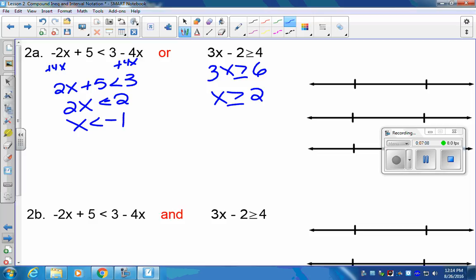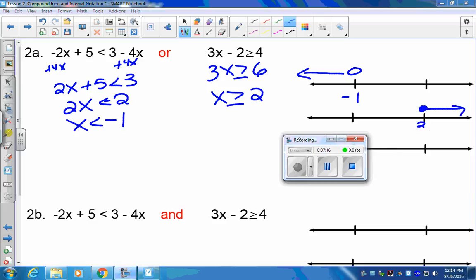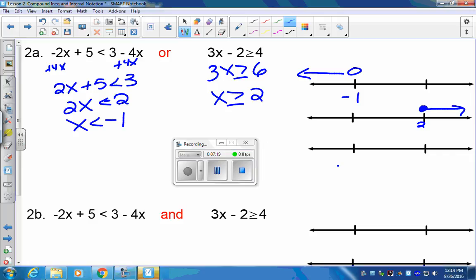All right, so when I go ahead and graph, I've got negative 1 shaded to the left, 2, closed circle, shaded to the right. Since it's an OR, it's just going to be both of those together.